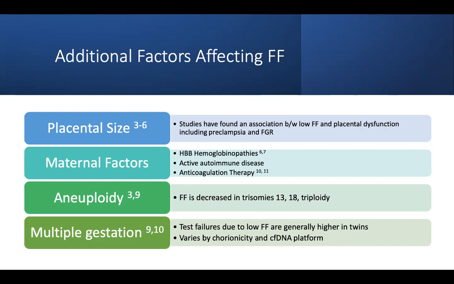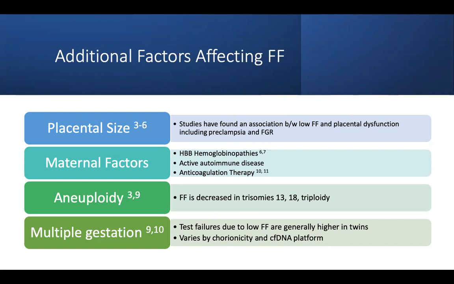So women who have a hemoglobinopathy, such as sickle cell disease or beta thalassemia, they are more likely to have a lower fetal fraction and higher no-call rate. Speculated that the maternal cells are undergoing apoptosis at a higher rate, which again dilutes the fetal fraction.